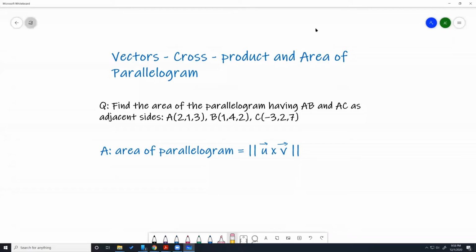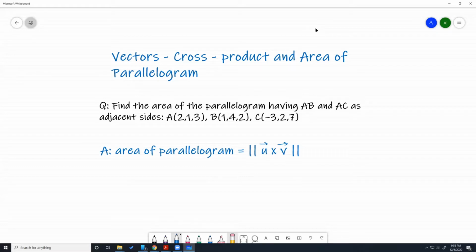Okay, so we have this vector problem where we're going to apply the cross product and use it to find the area of the parallelogram. Pretty straightforward problem, but when you see the equation for the area, you need to find the magnitude of the cross product of vectors u and v.